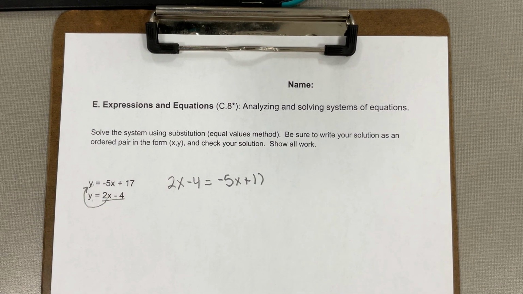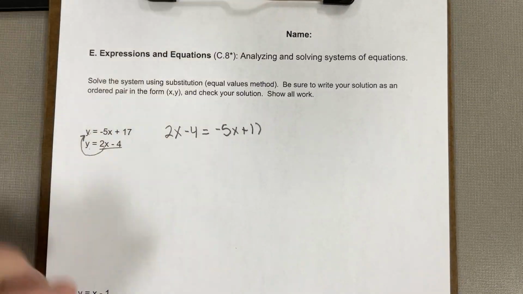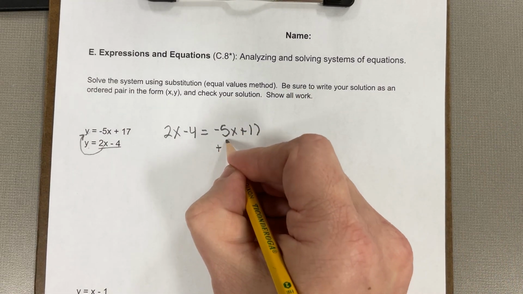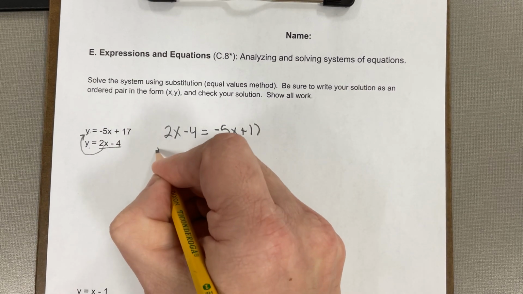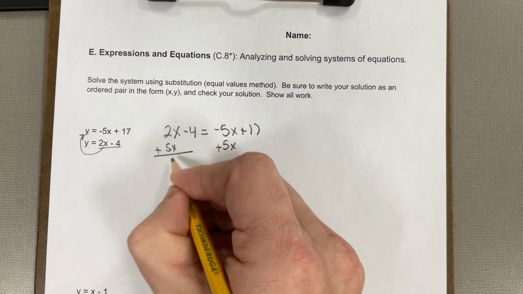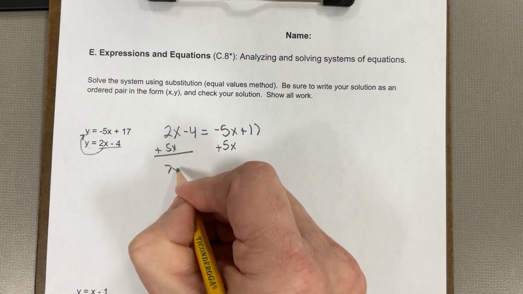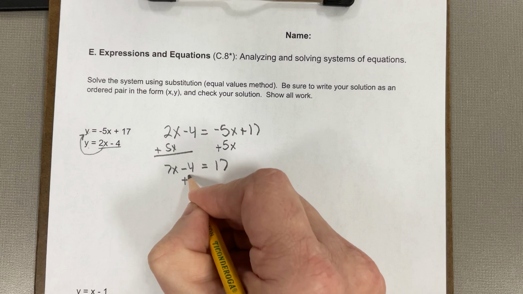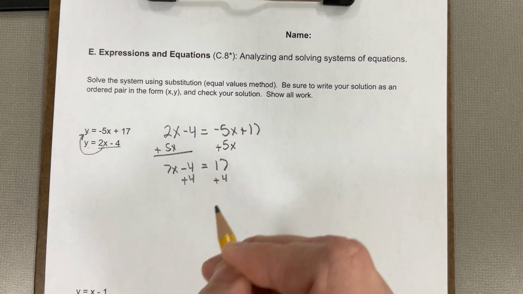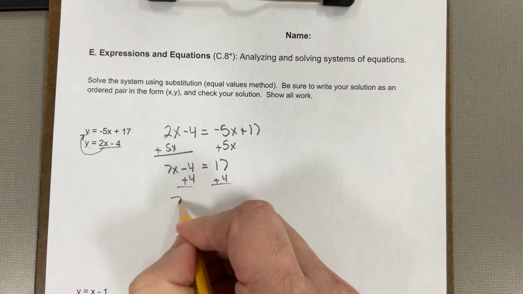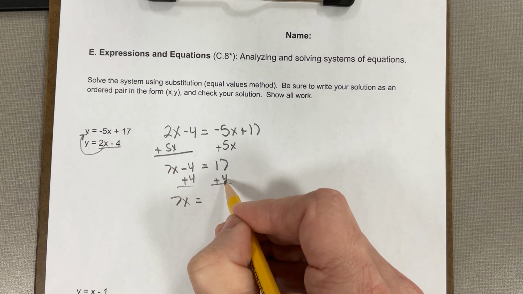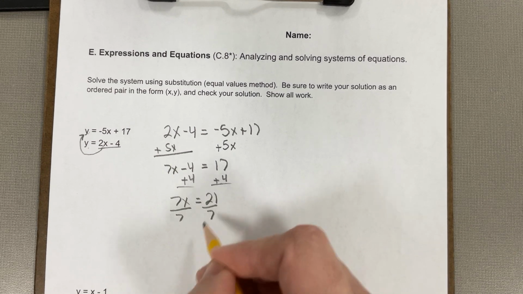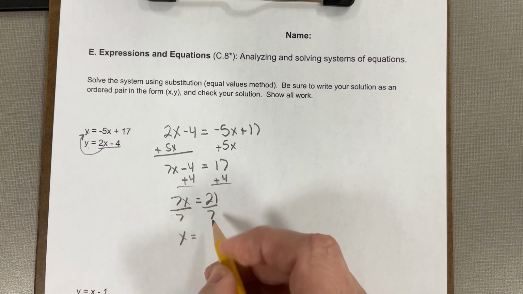So now I just solve it like any other problem we've been solving all year long. I'm going to add 5x to both sides. 5x plus 2x is 7x. I'm going to add 4 to both sides because I want to isolate the x, the variable. So it's 7x equals, and 17 plus 4 is 21. Now, 21 divided by 7 is 3.